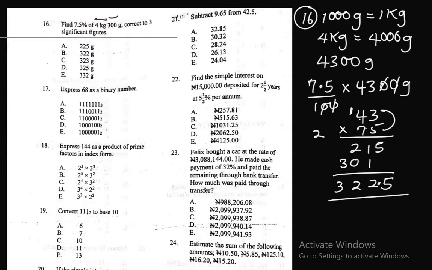One decimal is here. The instruction says your answer should be in 3 significant figures. So this is 1, 2, 3 significant figures. This is my dotted line. The digit after the third is 5, so round it up by 1 and add it to this 2. The final answer will be 323. So the answer is 323 grams. 323 grams is option C.